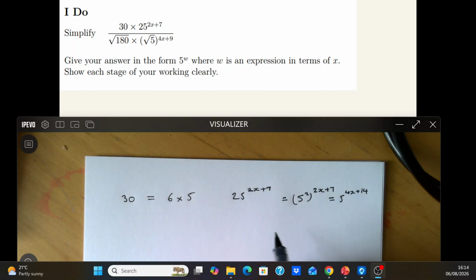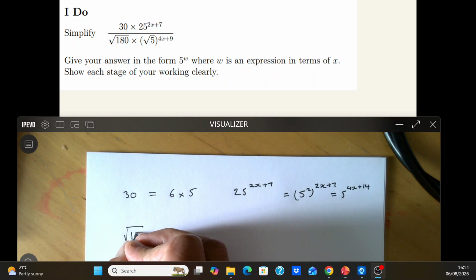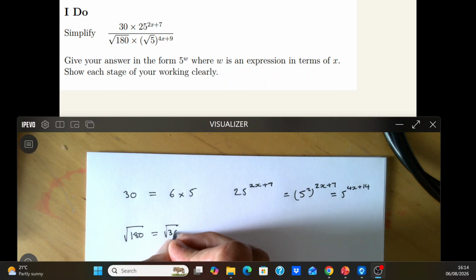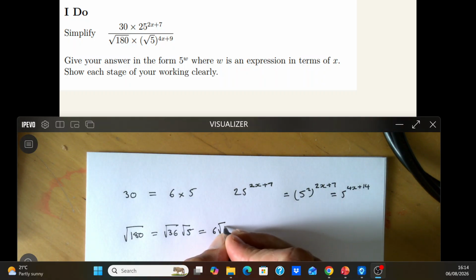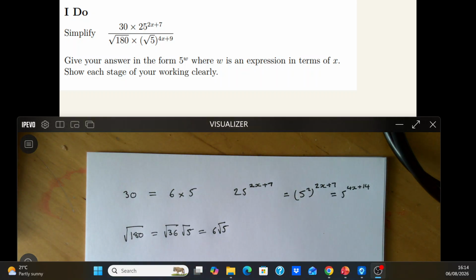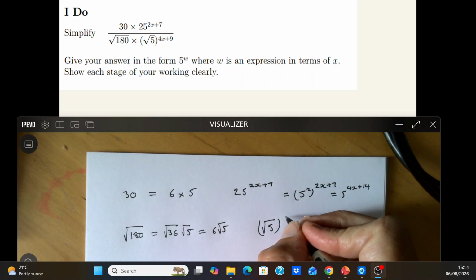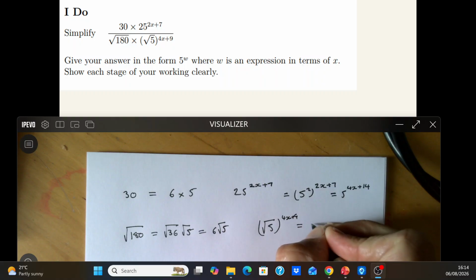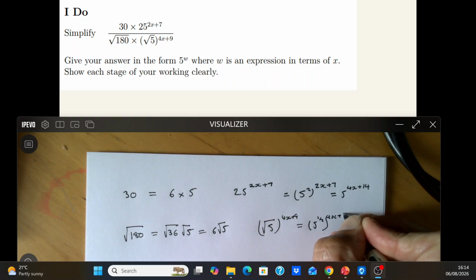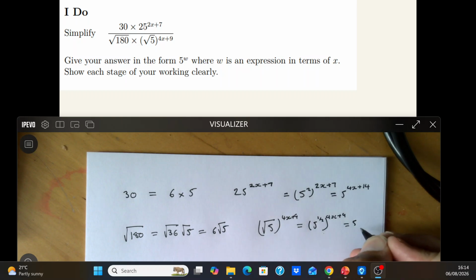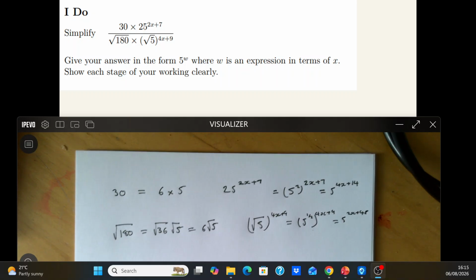So I've broken the top down into a different line. Looking at the bottom of the fraction, I know the square root of 180 is the square root of 36 times the square root of 5, which is really 6 root 5. And I know the square root of 5 to the power of 4x plus 9 is really 5 to the half to the 4x plus 9, which gives me 5 to the 2x plus 4.5. Right, so that's what I've got.